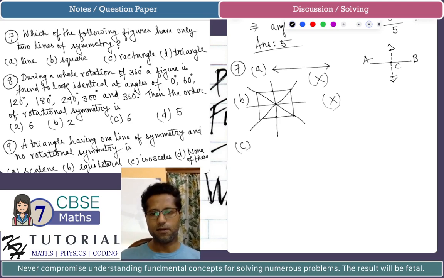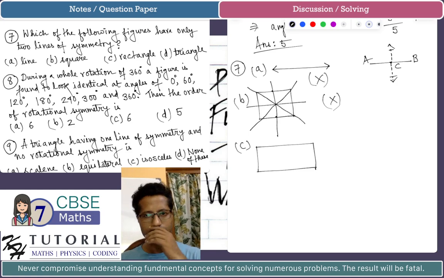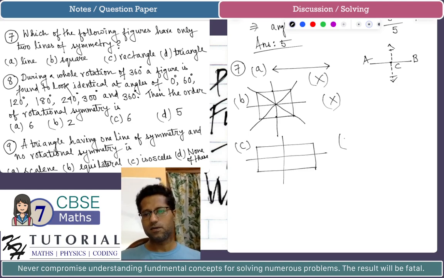C, rectangle. A rectangle has 2 lines of symmetry, which are the lines joining the midpoints of the opposite sides. So these two are the only lines of symmetry for a rectangle. So a rectangle has 2 lines of symmetry, and this is the correct choice.